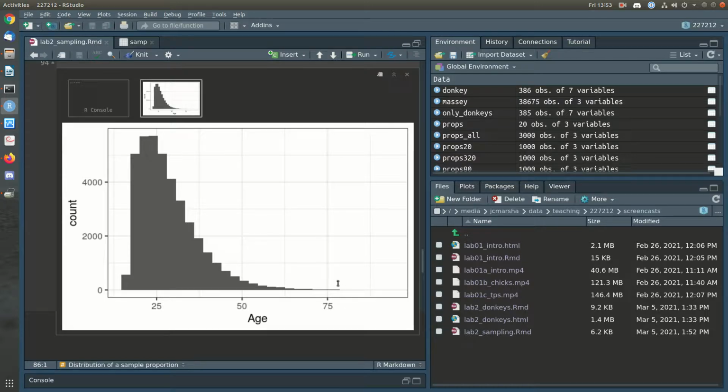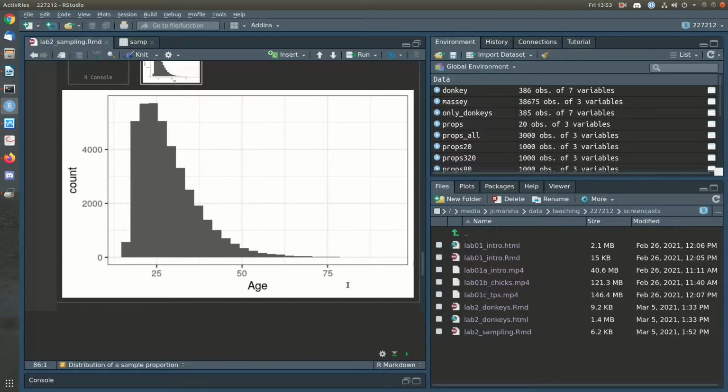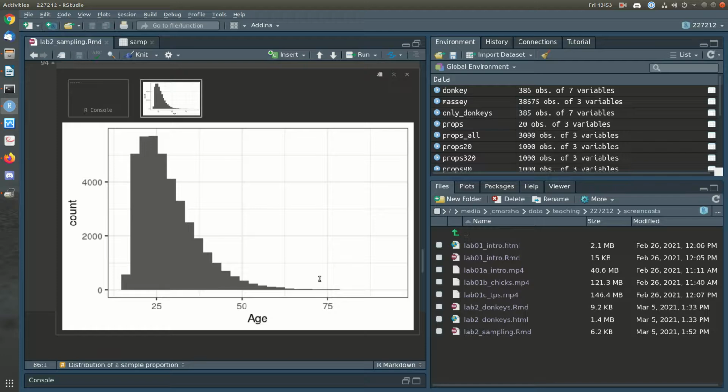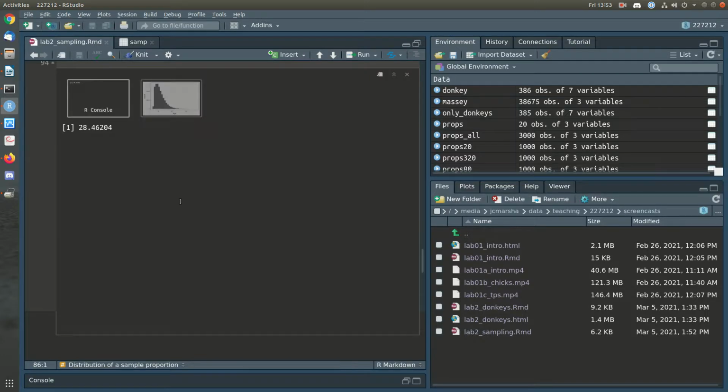Right, so you've got a few people that are quite old and are at Massey. So, for example, I have a PhD student that's in his 70s. Okay. Right, so that's what the population shape looks like and what the population mean looks like.